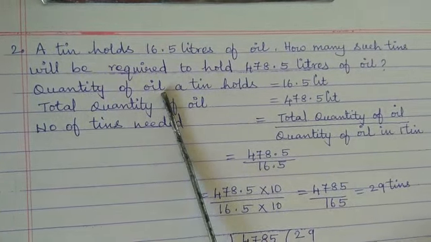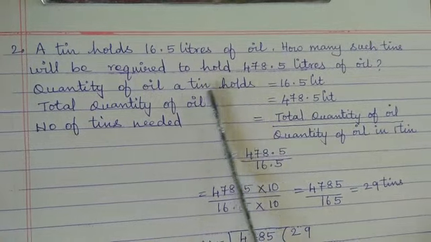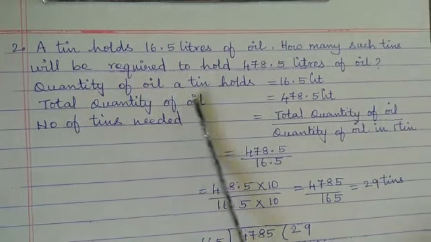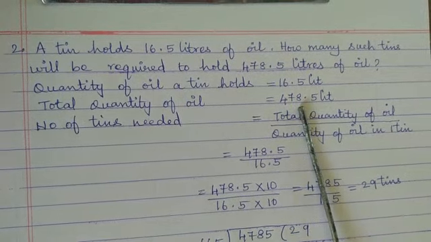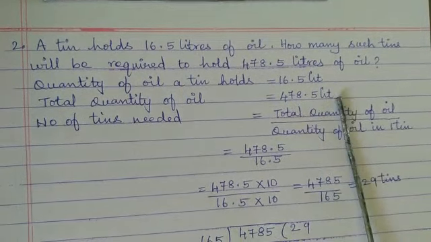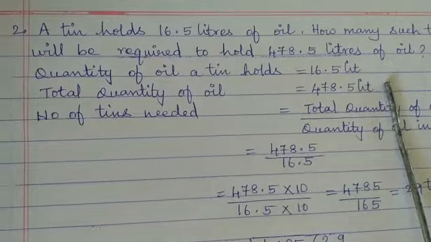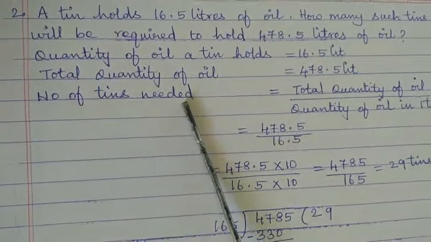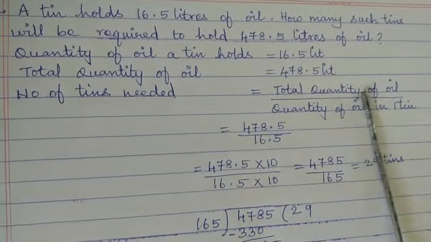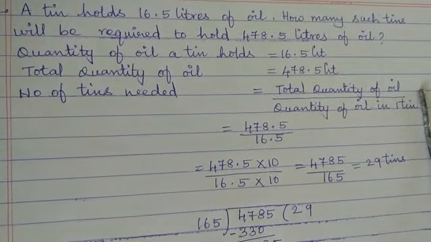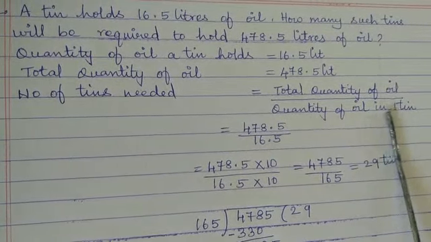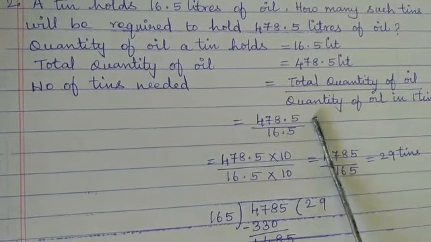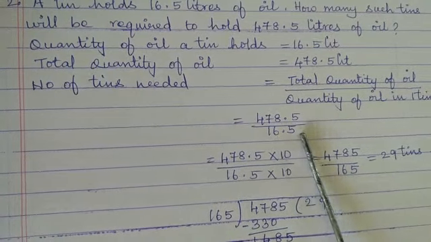So how to write the statement? Quantity of oil a tin holds, that is one tin holds, is equal to 16.5 liters. Total quantity of oil is equal to 478.5 liters. So here the units are very important. Now what is the formula? Number of tins needed is equal to total quantity of oil divided by quantity of oil in one tin. So total quantity is 478.5 divided by 16.5.